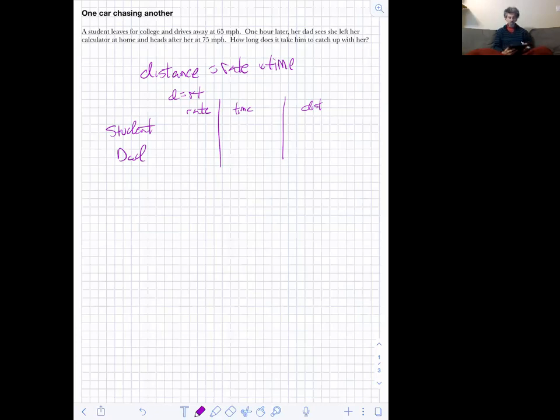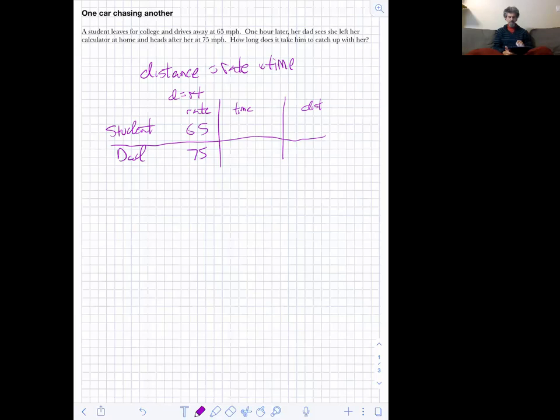Okay, so now I'm going to plug in the information from the problem. We've got the 2 rates, so we put in 65 for the student, 75 for the dad, and the time we don't see. So we'll just call one of them t, and then the other one is either t plus 1 or t minus 1. And I always have to really think that out. In fact, it's like I just have to sort of think something like this.